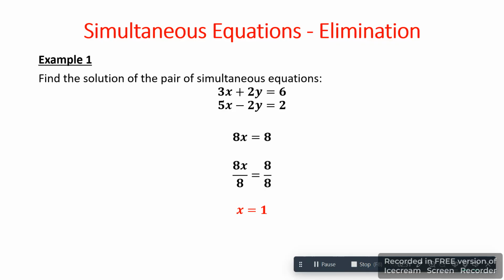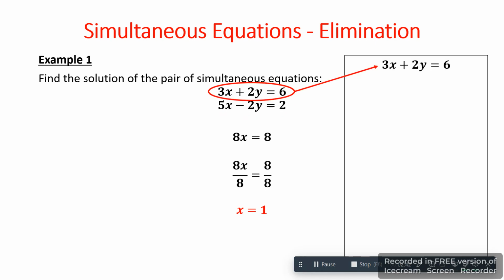We now need to go back and find our second variable, which is y. To do that, we could pick either of the two equations here. Both of them will work, but I'm just going to pick the top one. And we're going to write down 3x plus 2y is equal to 6. And we're going to grab our value of x that we've worked out already, which is 1, and substitute that in for x. So we're going to write 3 times x, or 3 times 1, because x is equal to 1, plus the 2y, and that equals 6. Now 3 times 1 is 3, so this simplifies down to 3 plus 2y equals 6.